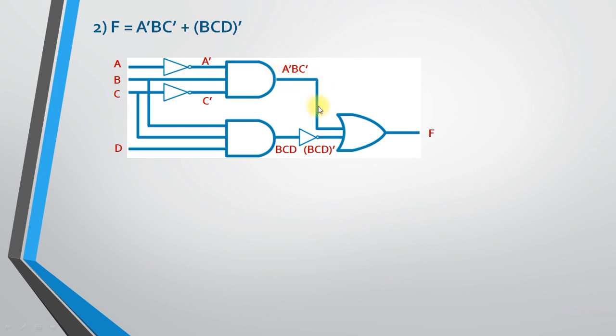So first input line represents A dash, B, C dash. Second input line represents B, C, D whole dash. Now these two inputs go inside OR gate. OR gate represents plus sign. So as an output, F equals A dash, B, C dash plus B, C, D whole dash.